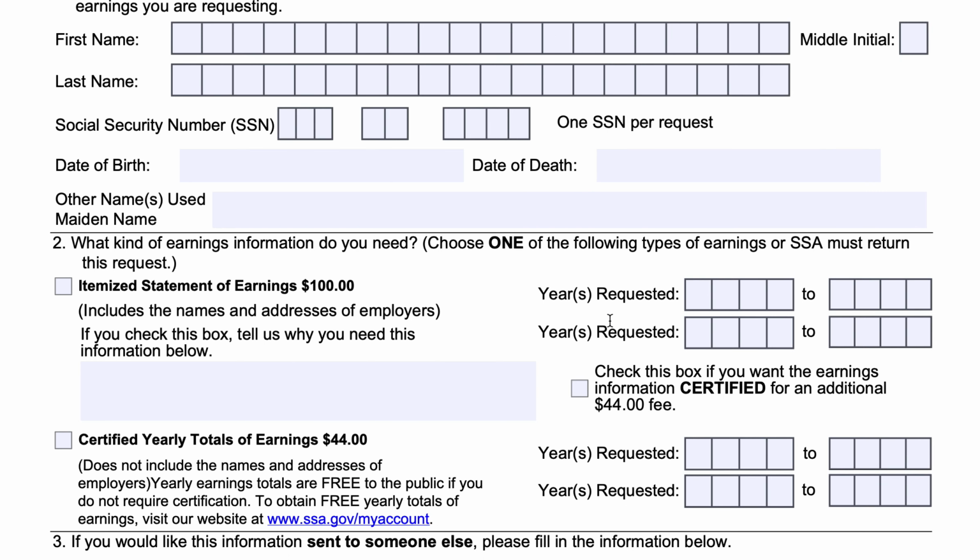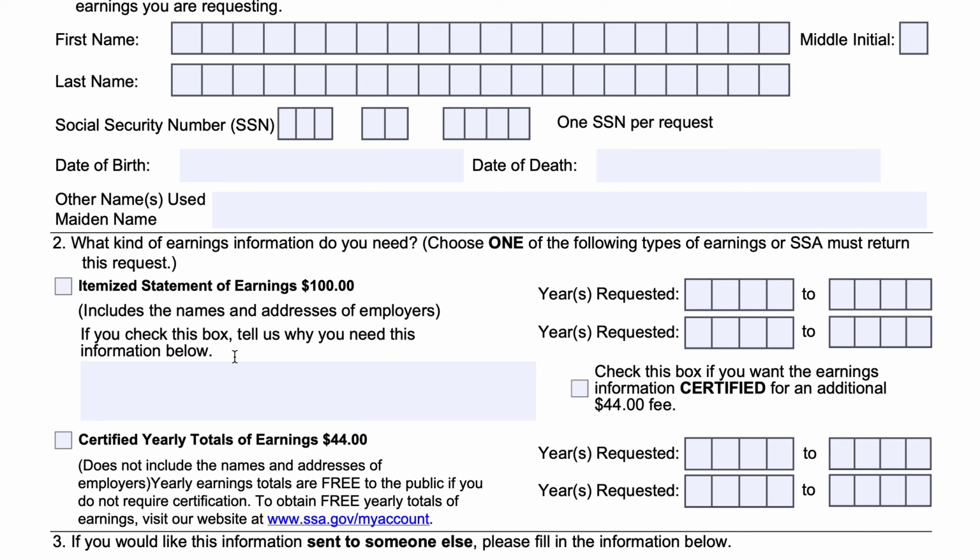In Area 2, this asks you to specify what kind of earnings information you need. So at the top, an itemized statement of earnings. This itemized statement includes the names and addresses of employers. If you do check this box, then you need to tell the Social Security Administration why you need this information.